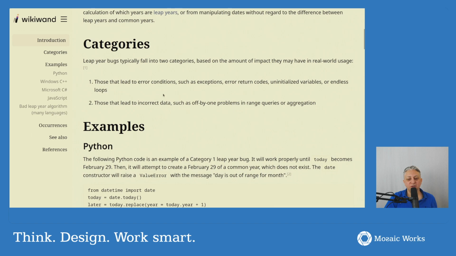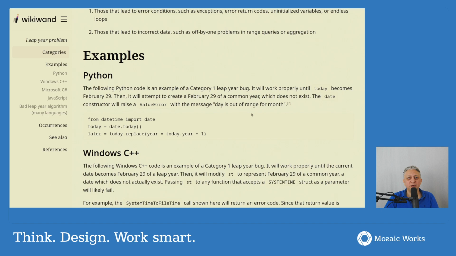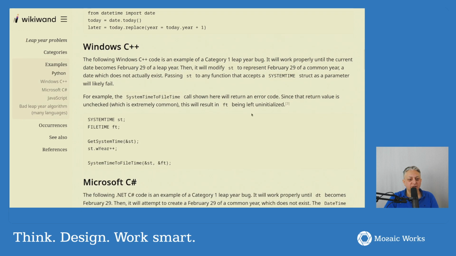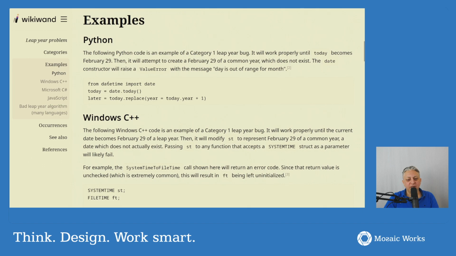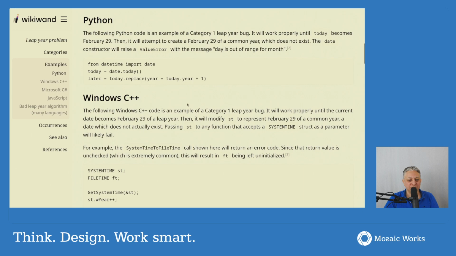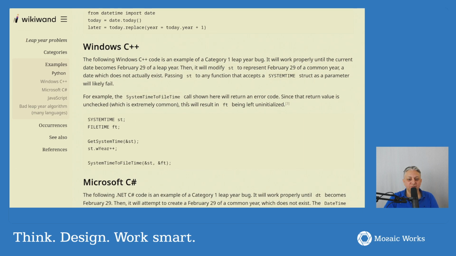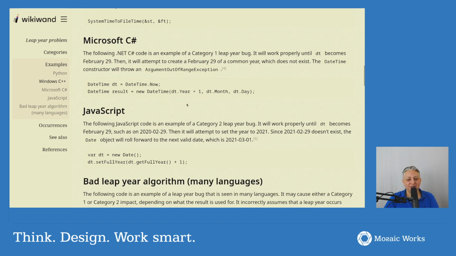Category 1: those that lead to error conditions such as exceptions, error return codes, uninitialized variables or endless loops. Category 2: those that lead to incorrect data, such as off-by-one problems in range queries or aggregation. And then we have a bunch of examples here. The typical one is if you compute a date by taking the year and adding 1, and this computation happens on the 29th of February, basically what we saw with Azure. And this happens more than you might expect.